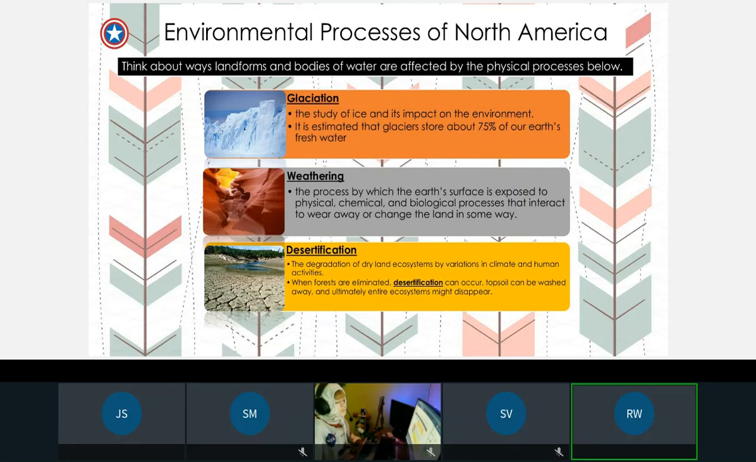Weathering. The process by which the Earth's surface is exposed to physical, chemical, and biological processes that interact to wear away or change the land in some way. Desertification. The degradation of dry land ecosystems by variations in climate and human activities. When forests are eliminated, desertification can occur. Topsoil can be washed away, and ultimately entire ecosystems might disappear.